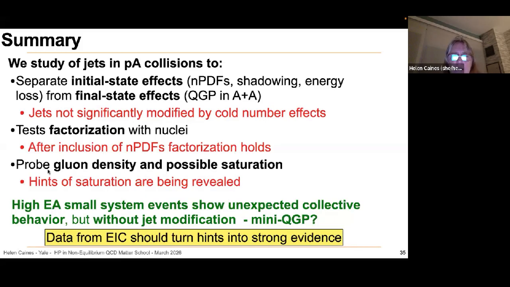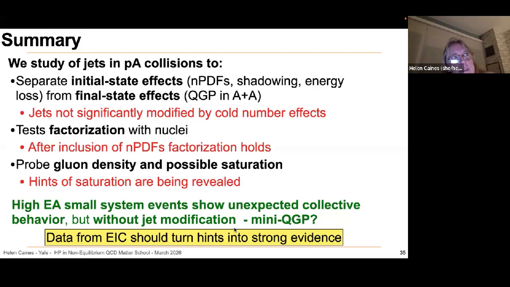And we've got small hints of the gluon density really becoming high and possible saturation that we hope are going to be revealed more and more by the EIC. The data from the EIC should turn these hints into very strong evidence. That's the goal, or one of the key goals, of the electron-ion collider.